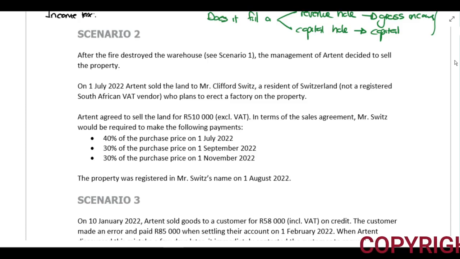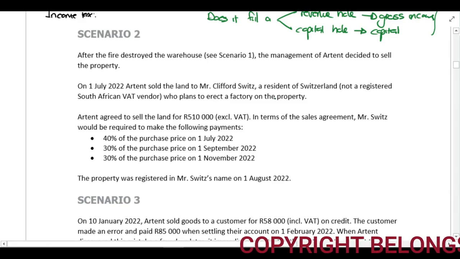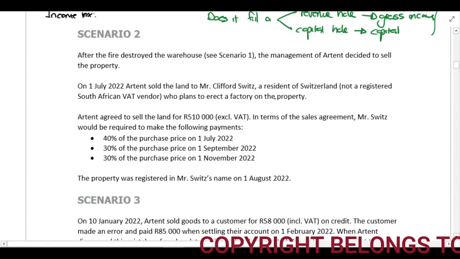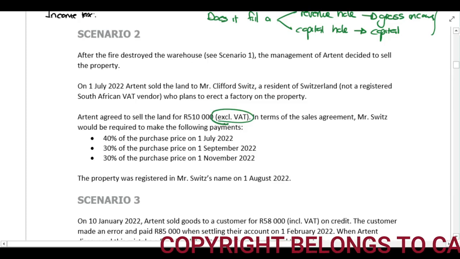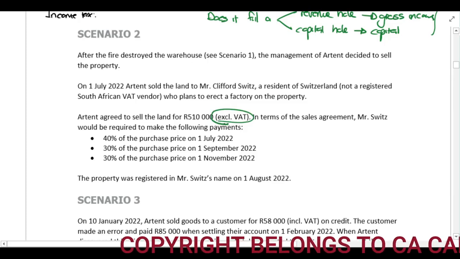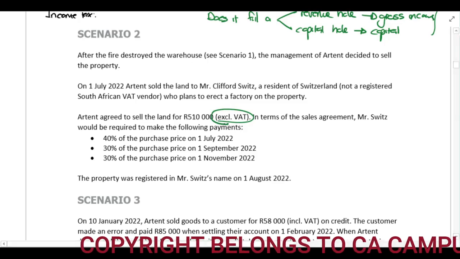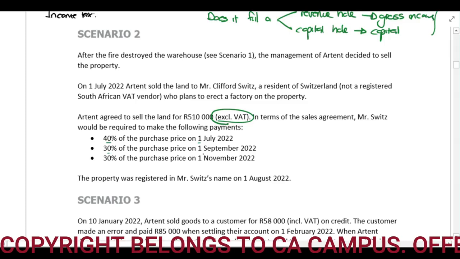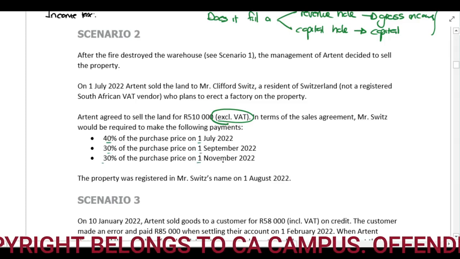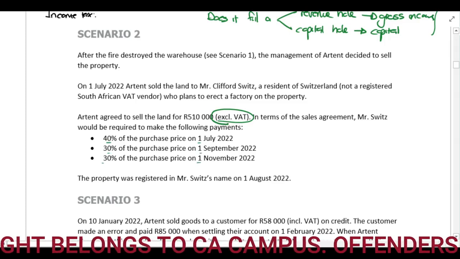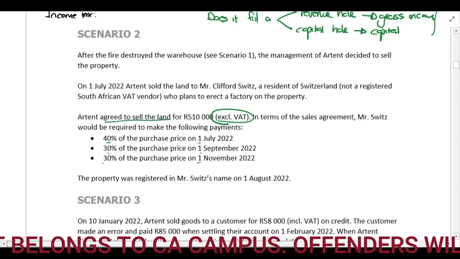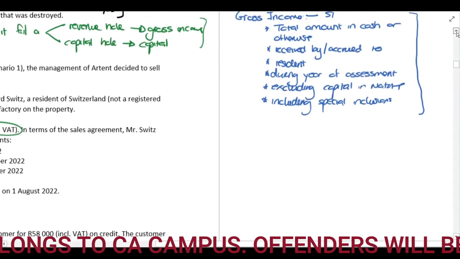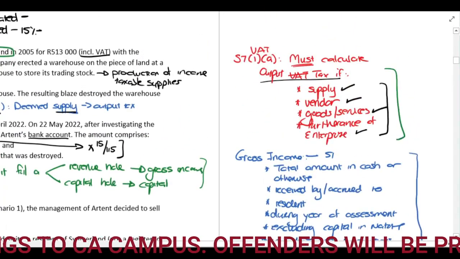But that's not the case here. This is a piece of land. We're not selling a business, it's just land. And they say this guy wants to erect a factory on the property. Okay, cool. So Artent agreed to sell the land for $510,000. Make sure you see this is excluding VAT. In terms of the sales agreement, Mr. Swiss would be required to make the following payments. He has to pay 40% on the 1st of July, 30% on the 1st of September, and 30% on the 1st of November. Okay, now, important here, when you sell the land for VAT purposes, does it meet these requirements?